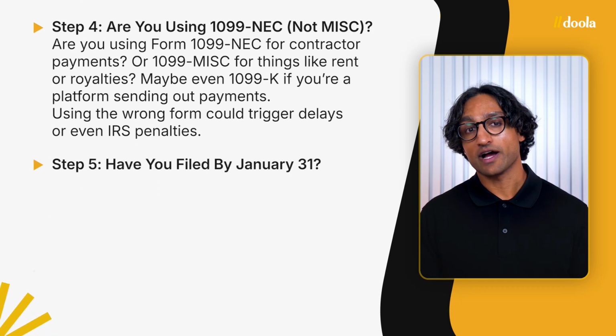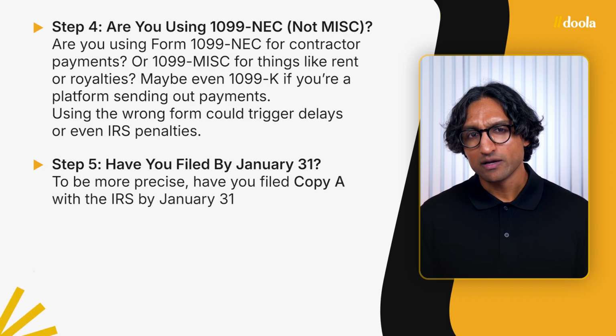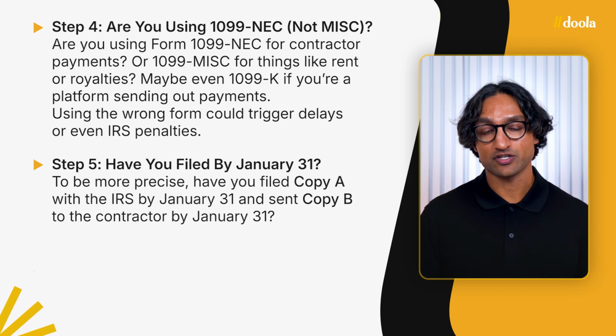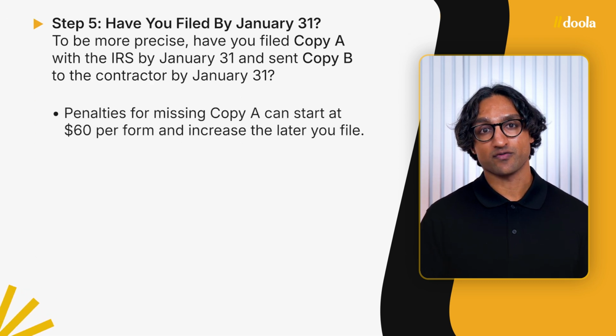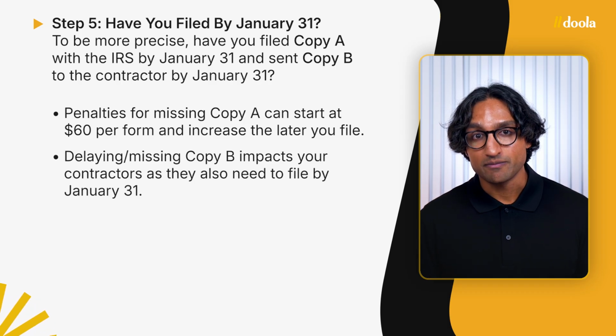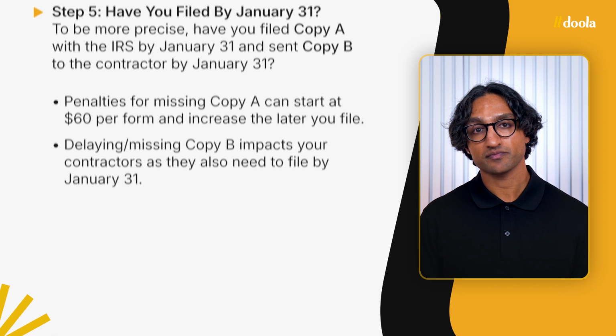Step 5, have you filed by January 31st? To be more precise, have you filed copy A with the IRS by January 31st and sent copy B to the contractor by January 31st? Penalties for missing copy A can start at $60 per form and increase the later you file. Delaying or missing copy B impacts your contractors as they also need to file by January 31st.